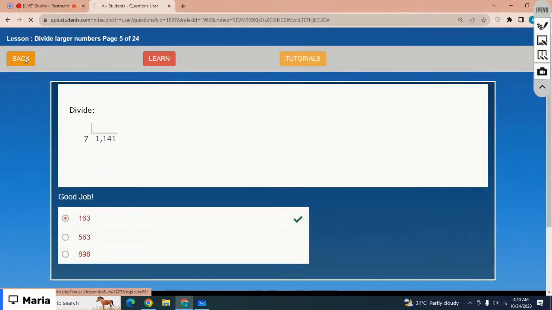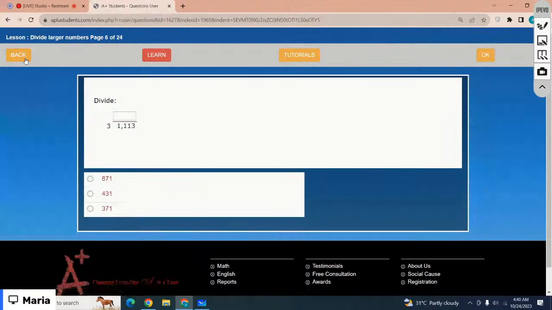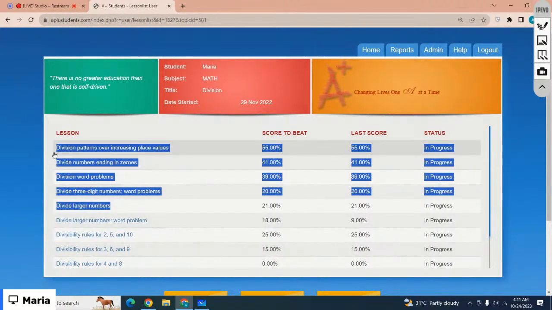So we were working on grade 3 math. The chapter we're working on is division, and the lessons we have covered today are division patterns over increasing place values, divide numbers ending in zeros, division word problems, divide three-digit number word problems on your own, and divide larger numbers, right?